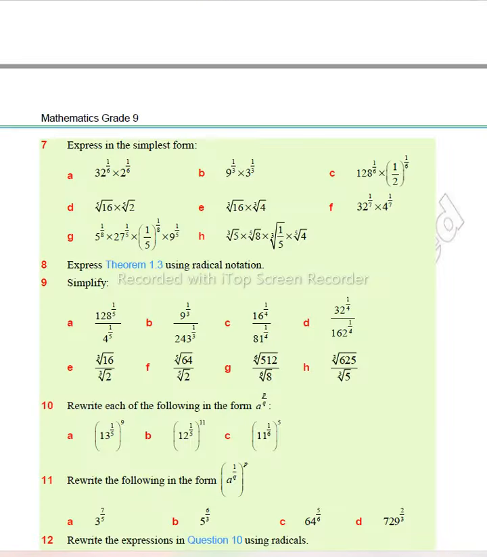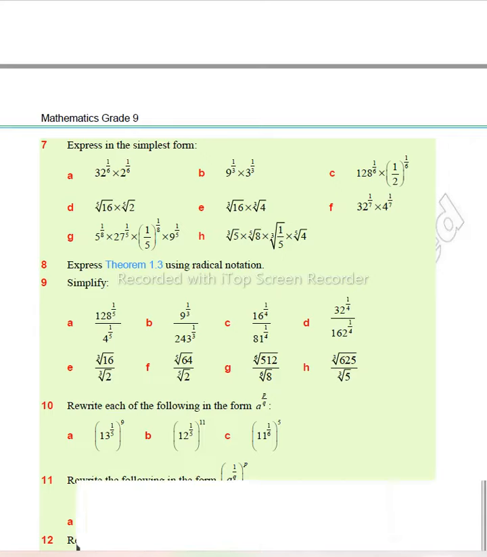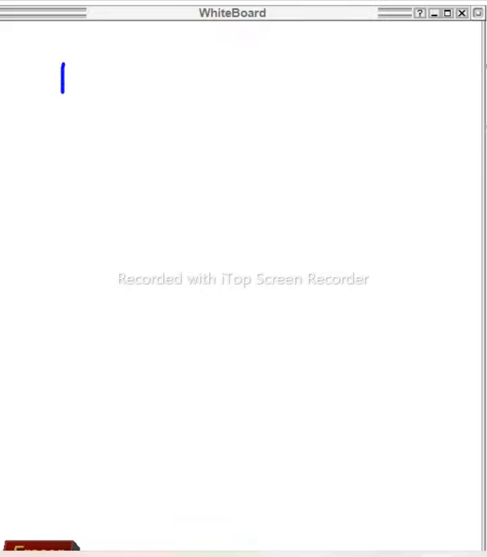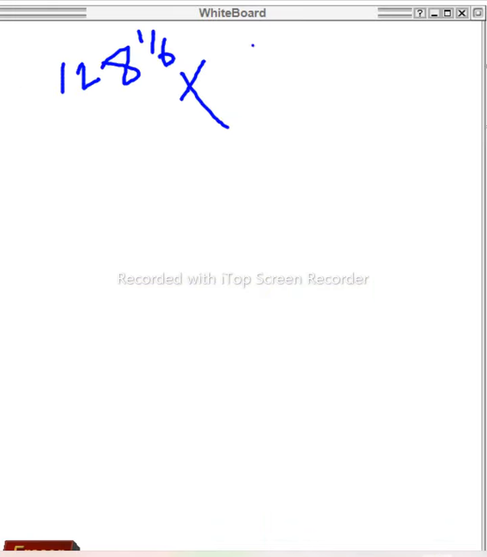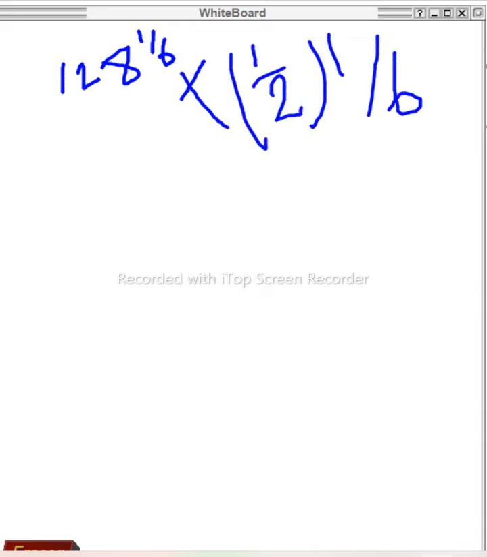The question is 128 to the power of 6 times 1 over 2 to the power of 1 over 6. Let us do this: 128 to the power of 1 over 6 times 1 over 2 to the power of 1 over 6. Since we have the same exponent, 1 over 6, we take it for both.